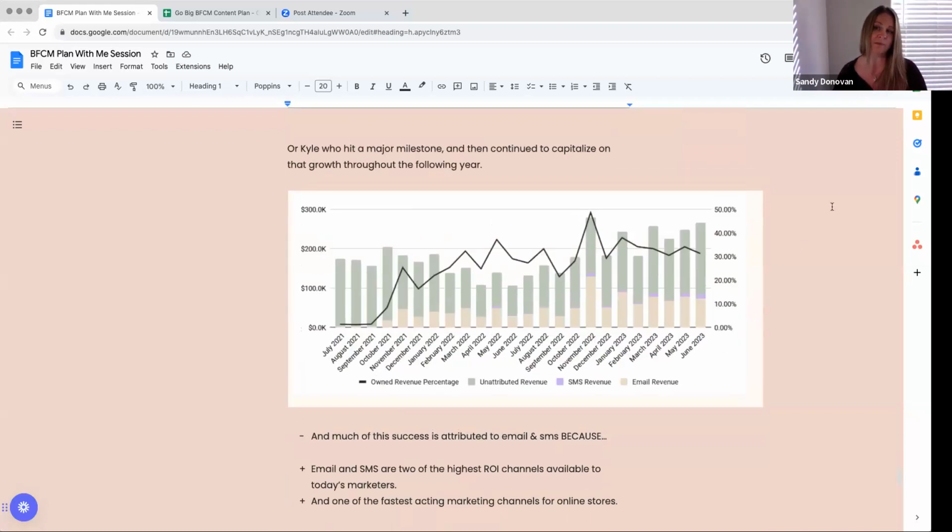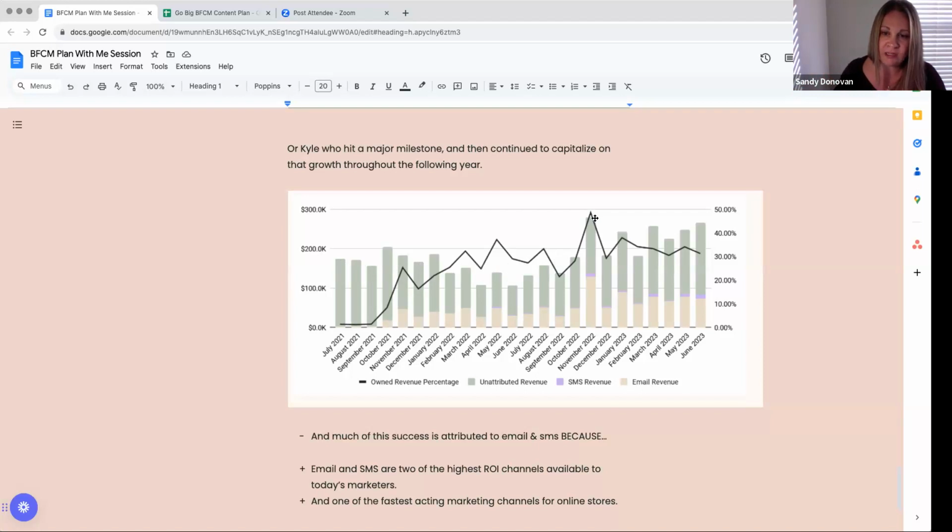Kyle is another example that I really like. He hit a major milestone in November. He did really well in November of 2022. You can see he was sitting down here, and he's a bigger brand. He wasn't just getting started, but you can see he was baselining right under 200,000 a month in total revenue. Then when November hit, he had a big spike. Once again, you can see that email and SMS in the month of November made him more than what he made in the other months throughout 2022, or for some of the months of 2022, or at least it was really close.